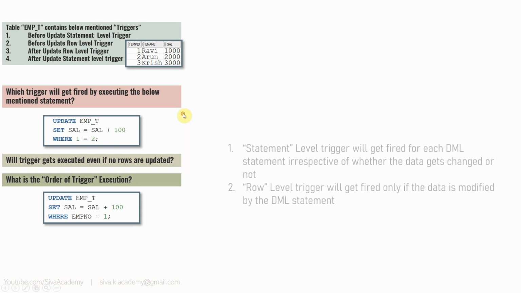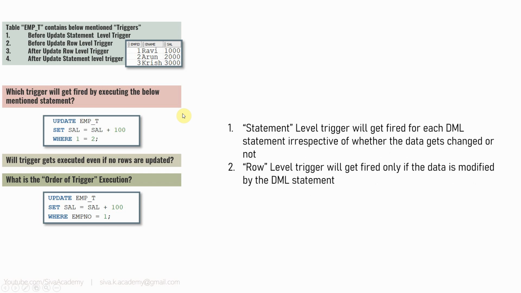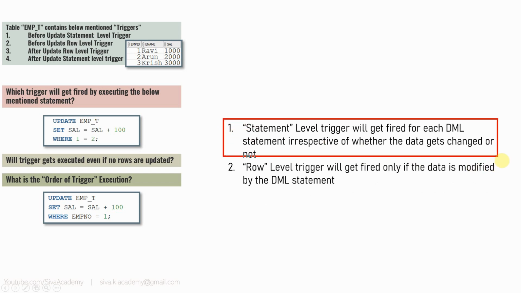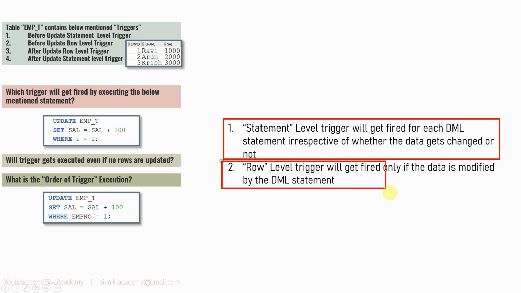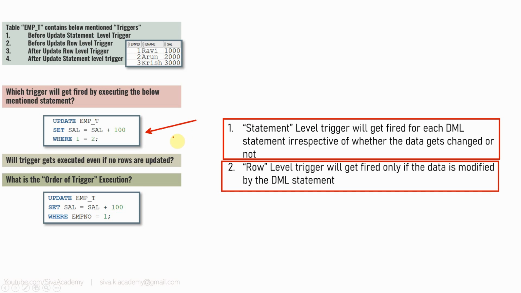The key learning here is statement level trigger will get fired for each DML statement irrespective of whether the data gets changed or not. However, the row level triggers will get fired only if the data is modified by the DML statement. So in this case, even if there are no rows affected, still the statement level triggers will get fired. But the row level triggers will get fired only if the row gets changed.